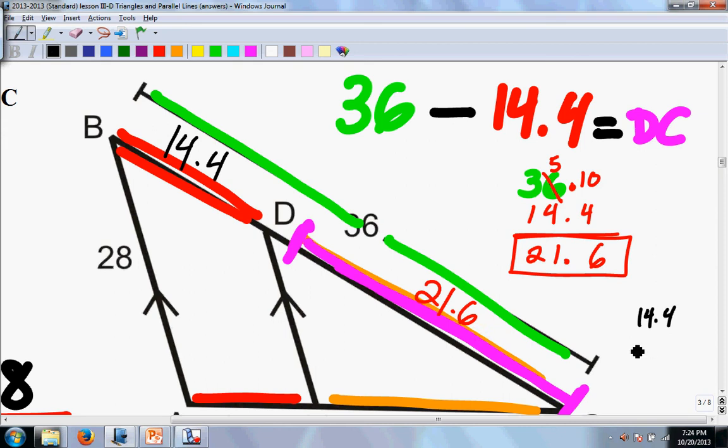Now, just for kicks, let's check. So 14.4, 21.6, let's check our math. That's 10, carry the 1. That's 6, 36.0, check. We know our answers are correct.